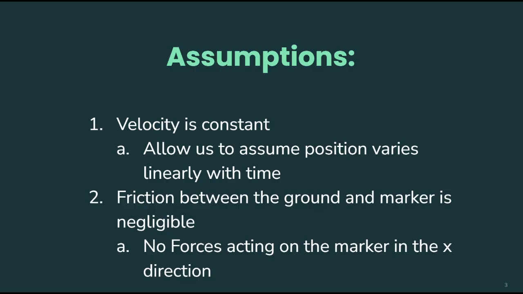The assumptions you need to do this lab are, first, that the velocity is constant. This allows us to assume the position varies linearly with time. Second, we have to assume that friction between the ground and the marker is negligible, so that no force is acting on the marker in the x direction. Or I should say that the sum of the forces acting on the marker in the x direction adds up to 0.